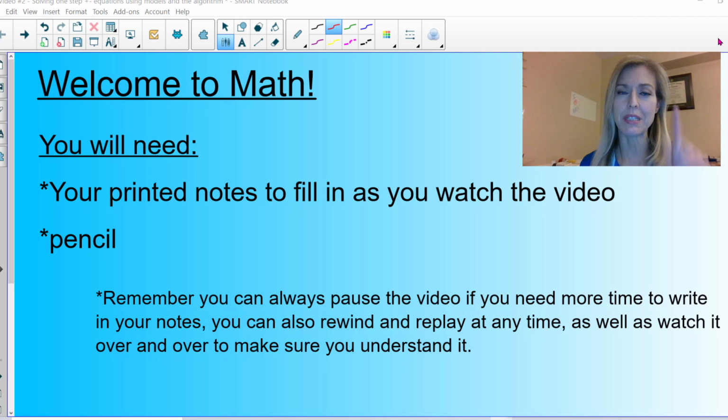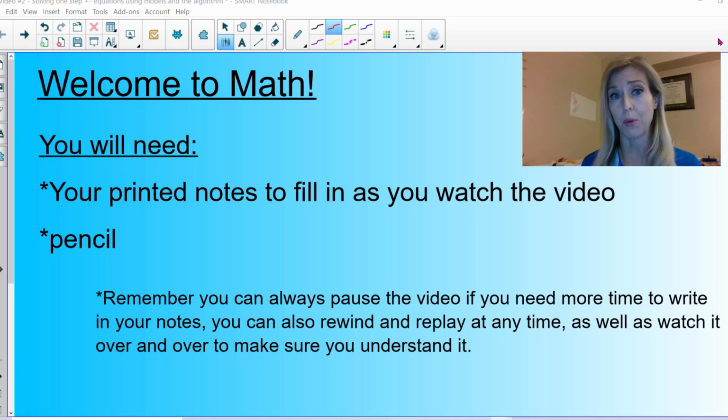Make sure you have your notes, something to write with, and be sure to pause the video. You probably need to in this one more often than usual to make sure you are keeping up with the notes. There's a lot to write, a lot to draw. And of course, make sure you're going back and rewinding any parts that didn't quite make sense that you need to hear again.